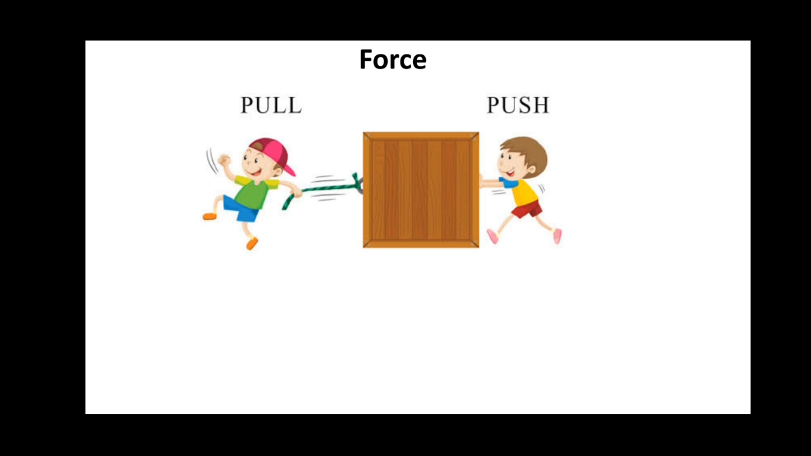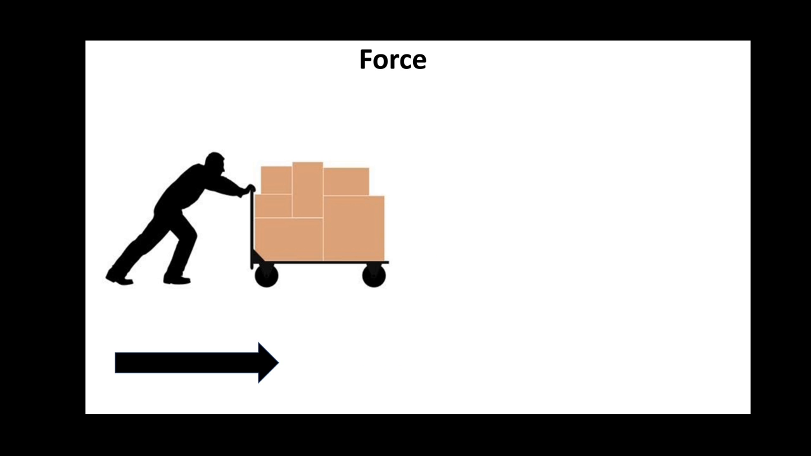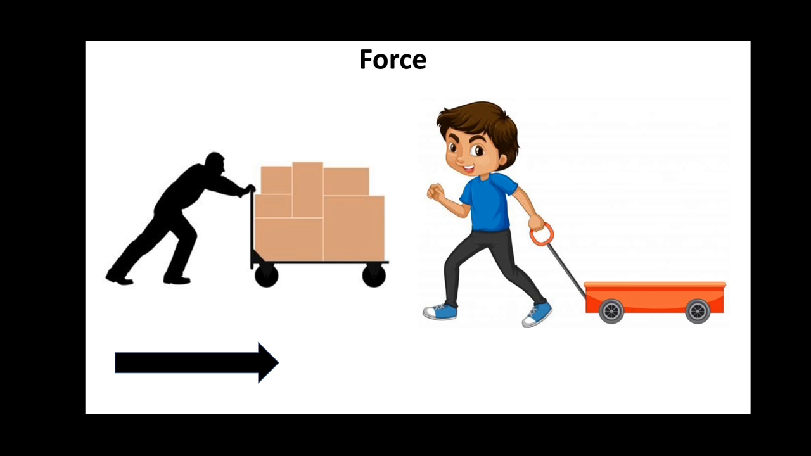Force is basically a push or pull acting upon an object as a result of an interaction. For example, when we are moving a cart to this direction, we are pushing it. When we are moving this cart or any cart to this direction, we are pulling it. So, as a result of an interaction, the object is moving towards or away from us. Interaction means the action happening between the object and the person.